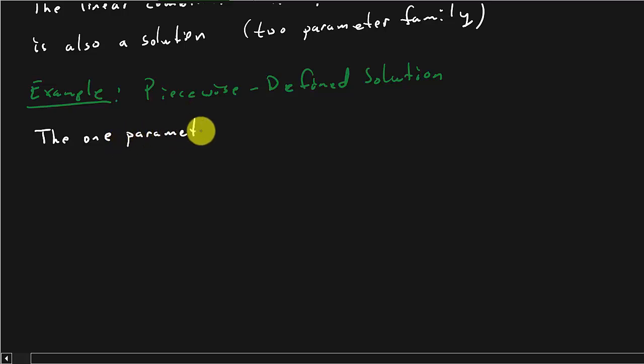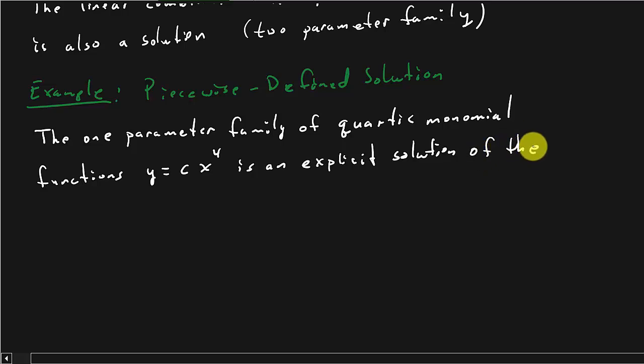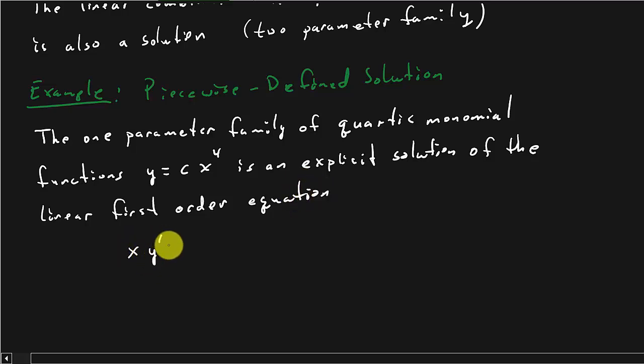The 1-parameter family of quartic monomial functions y equals cx to the 4th is an explicit solution of the linear first order equation x y prime minus 4y equals 0 on the interval negative infinity to positive infinity.